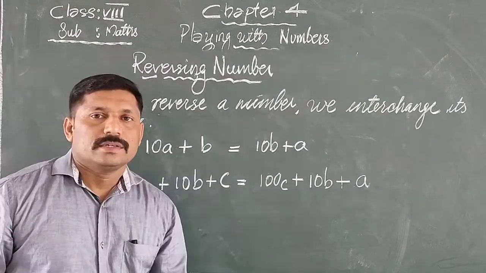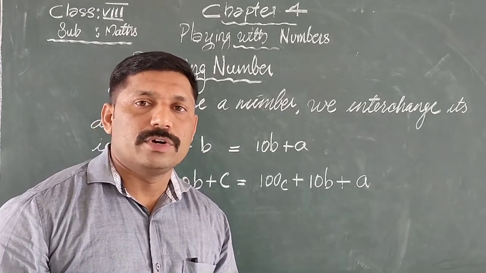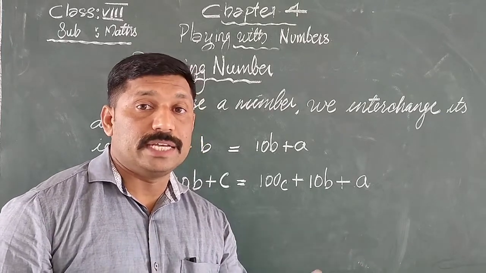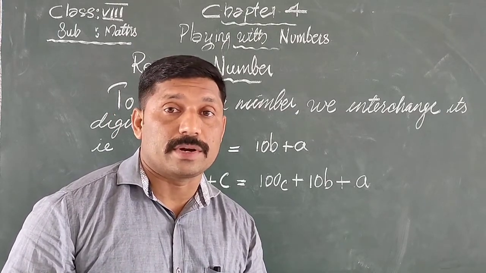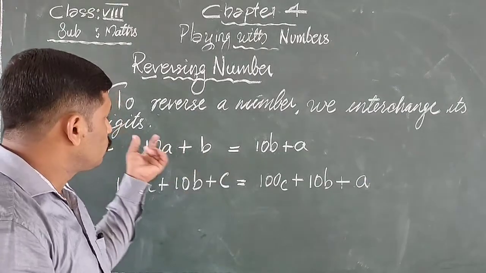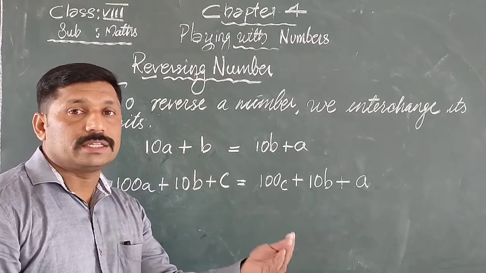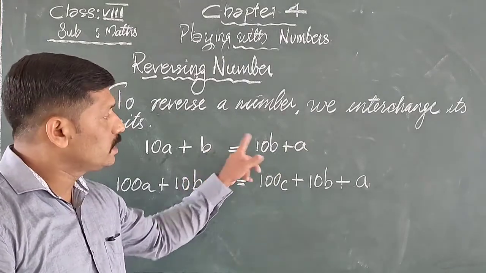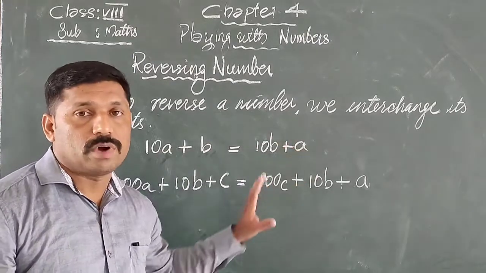Next topic is reversing a number. How to reverse a number? Reversing a number means interchanging its digits. Example, if 10a plus b is a number, it means one digit is in the tens place and another digit is in the ones place. In order to reverse that number, we interchange the digits. This b from the ones place comes to the tens place, and from the tens place, a goes to the ones place.